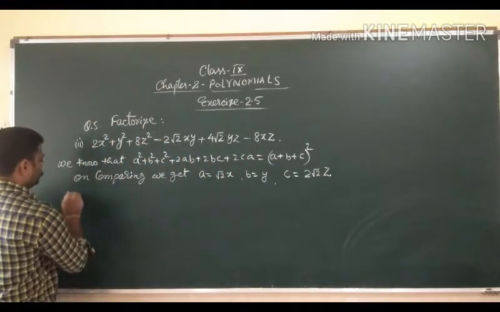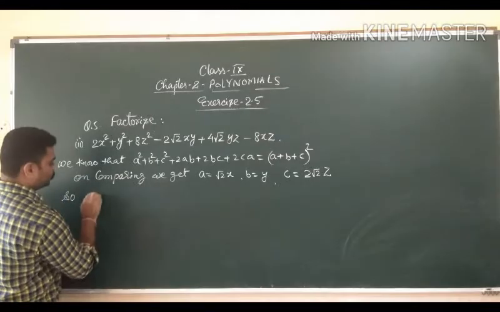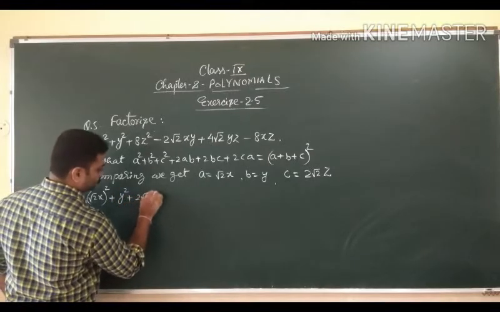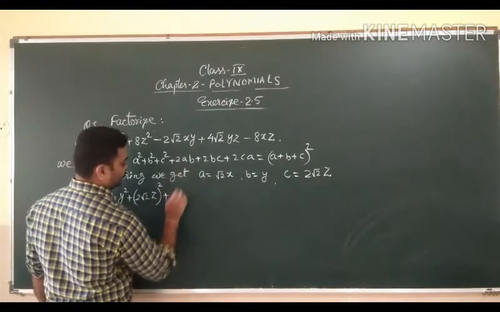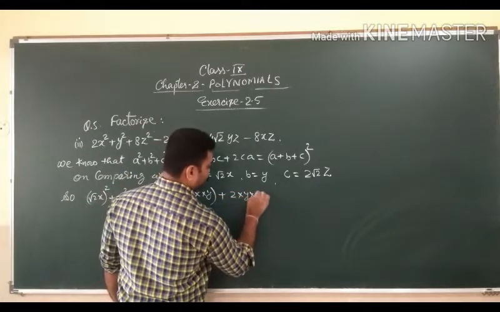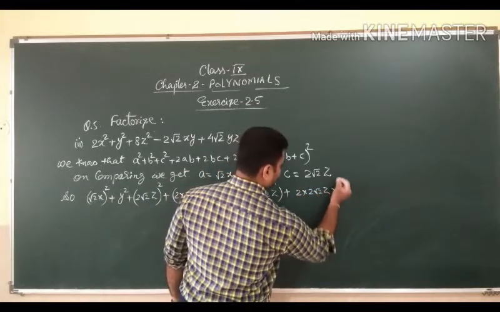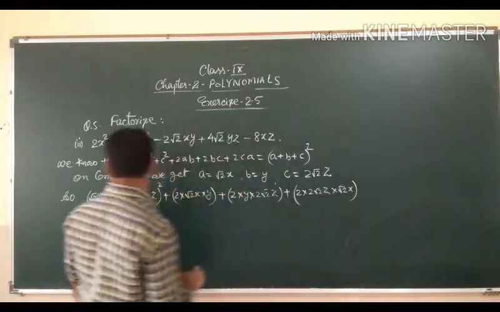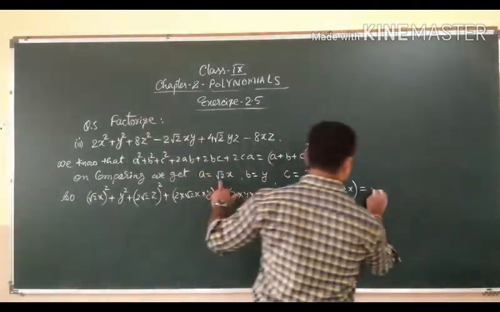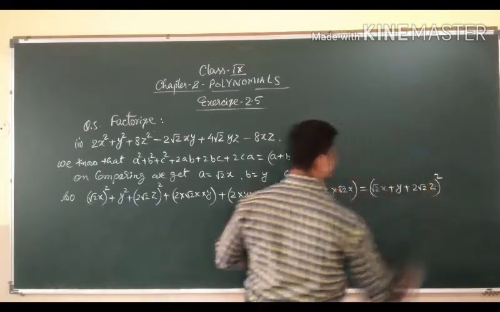Clear? So a square, that is (root 2 x) whole square, plus y square, plus (2 root 2 z) whole square, plus 2ab, 2 into root 2 x into y, plus 2bc, 2 into y into 2 root 2 z, plus 2ca, 2 into 2 root 2 z into root 2 x, is equal to (a plus b plus c) whole square, that is (root 2 x plus y plus 2 root 2 z) whole square.